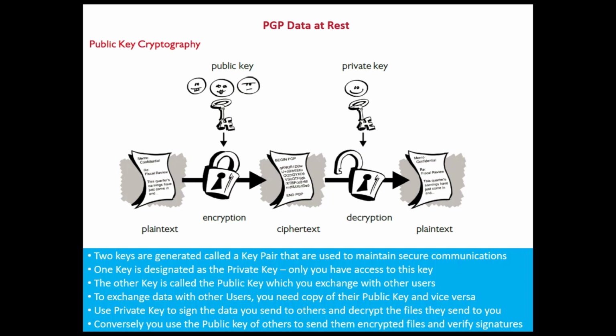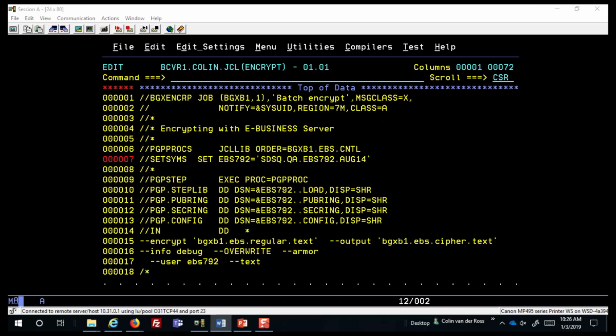Remember, eBusiness Server is multi-platform, and as Tim mentioned, you can use it to secure any type of data, not only data that you'll be sending to your business partners, but any data that is at rest. So here is a sample batch job that is encrypting a very small file. Tim mentioned this also in his part of the presentation, where you would probably need to include this step into your batch job prior to you sending out the data or the ciphertext to your business partner.